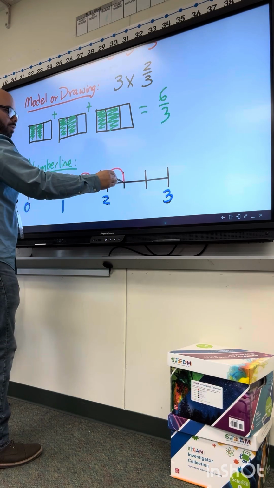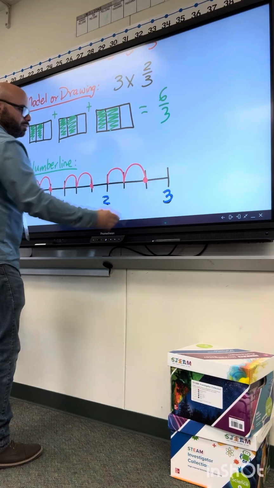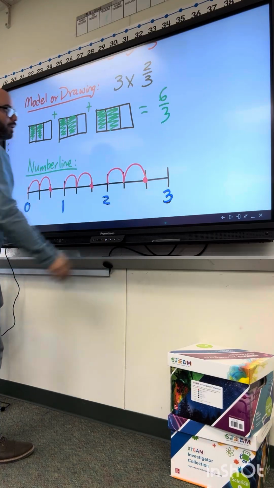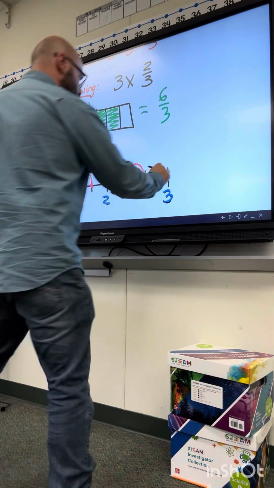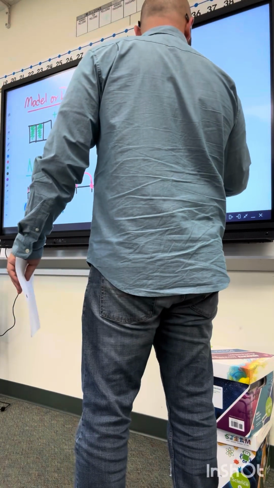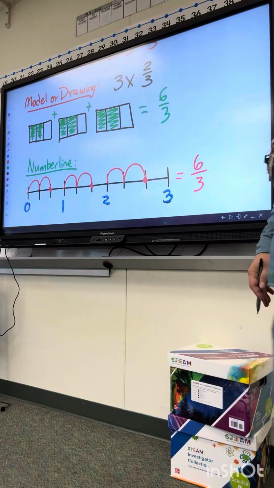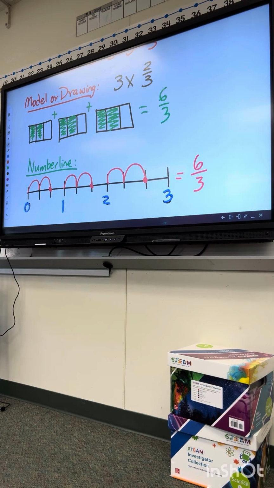Here you go. 1, 2 out of 3. 1, 2 out of 3. You add them again. 2, 4, 6. You're going to get 6/3. You see how it represents the same thing? Okay? It represents the same thing.